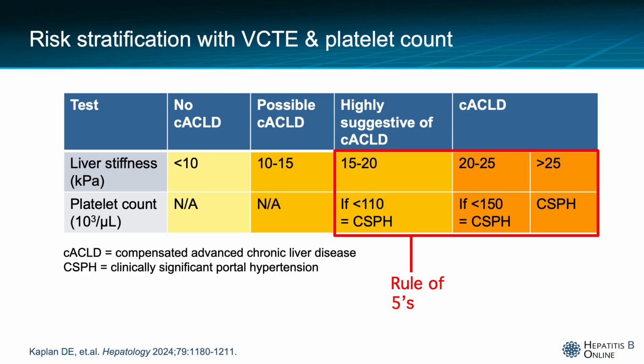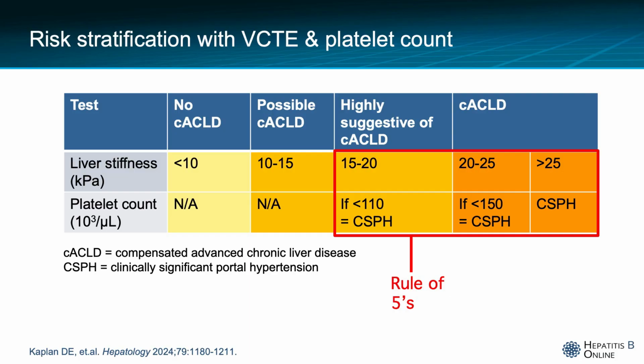We use the LSM value combined with the platelet count. Platelets tell us what is happening downstream. As portal hypertension worsens and the blood backs up into the splanchnic circulation, the spleen becomes congested and enlarged, which leads to the sequestration and destruction of platelets.